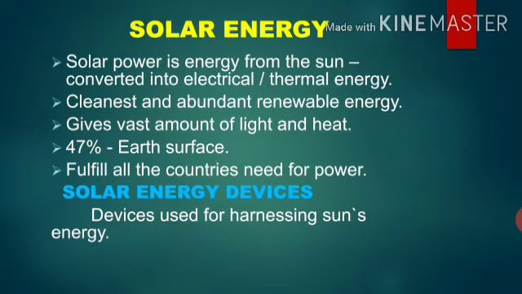Already we know the sun gives a vast amount of light and heat. Of that, only 47% of solar energy falls on the atmosphere and reaches the earth's surface. So it is enough to fulfill all the country's need for power. So this is solar energy.